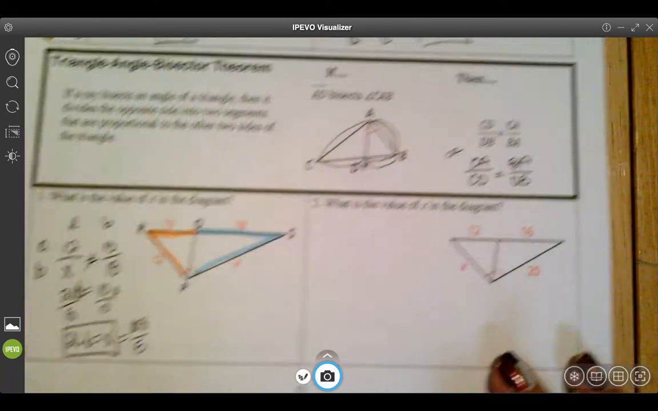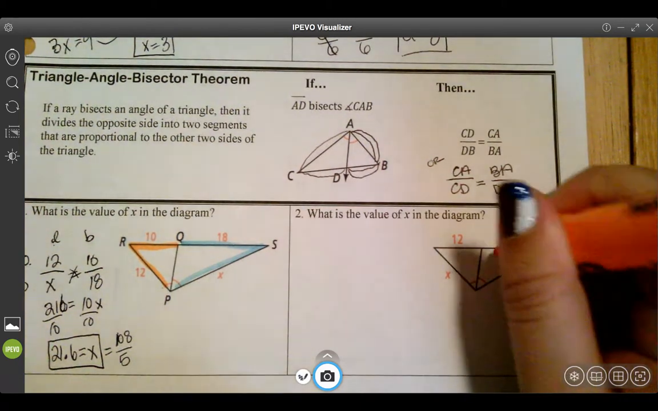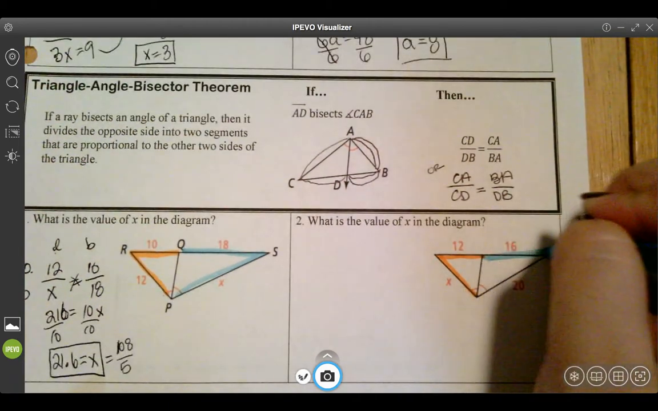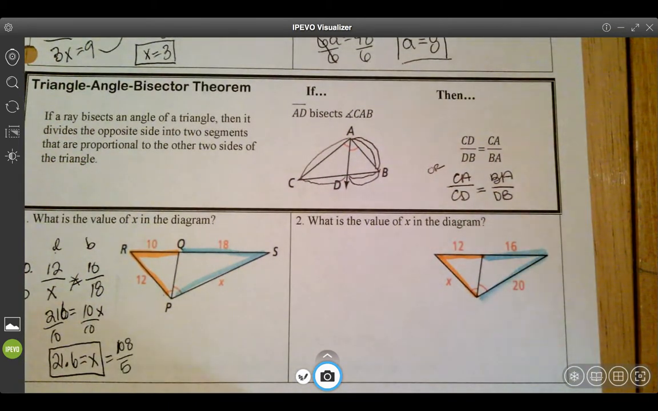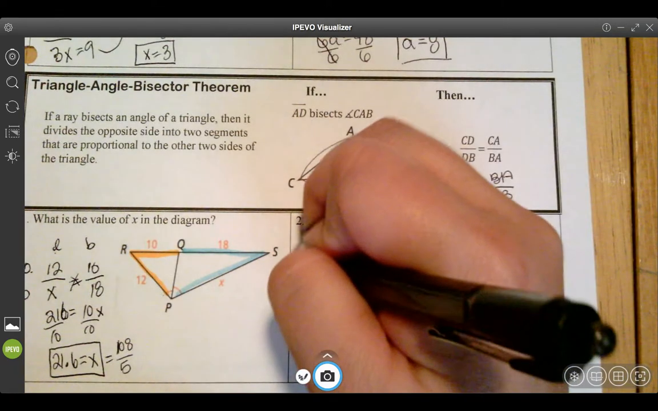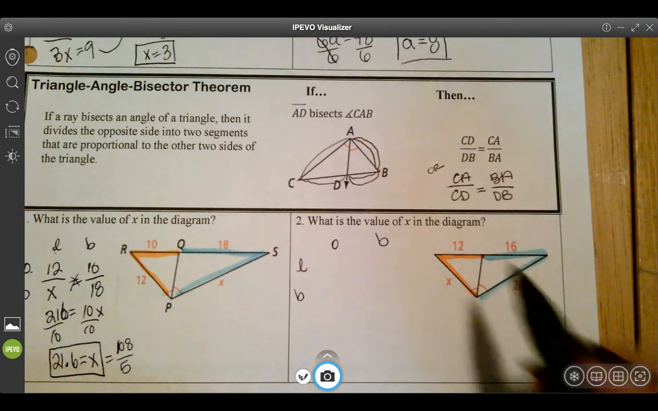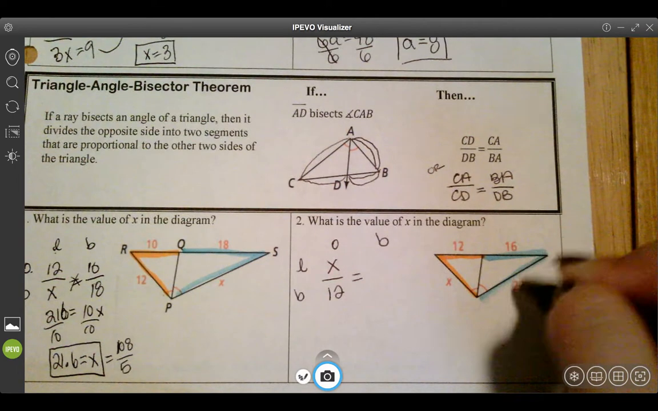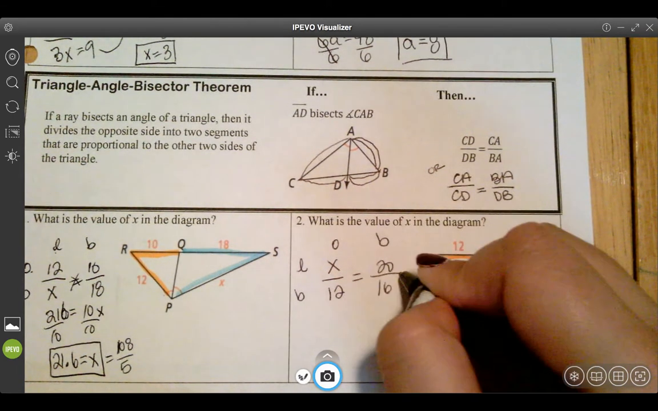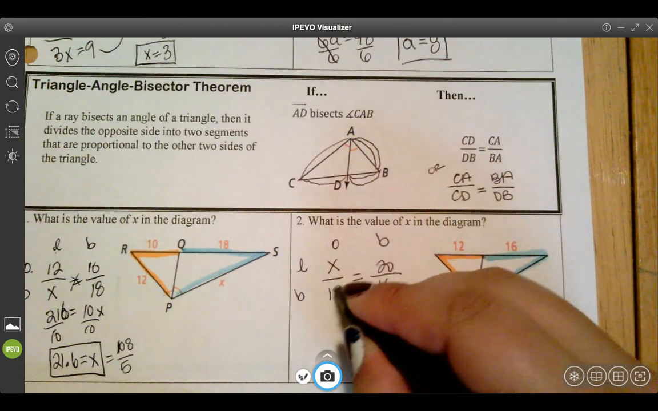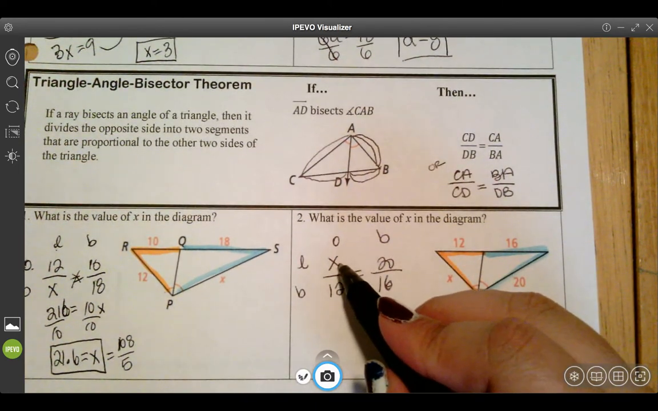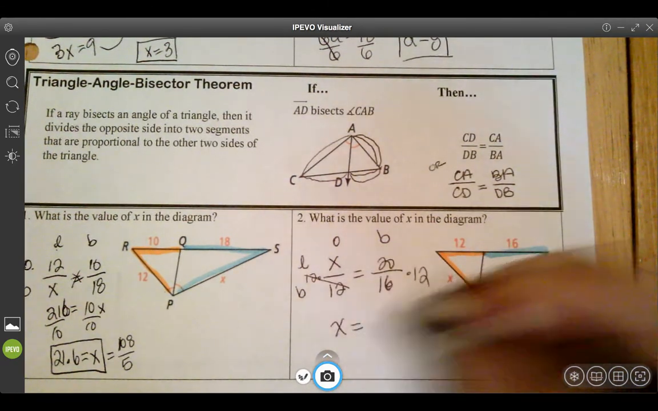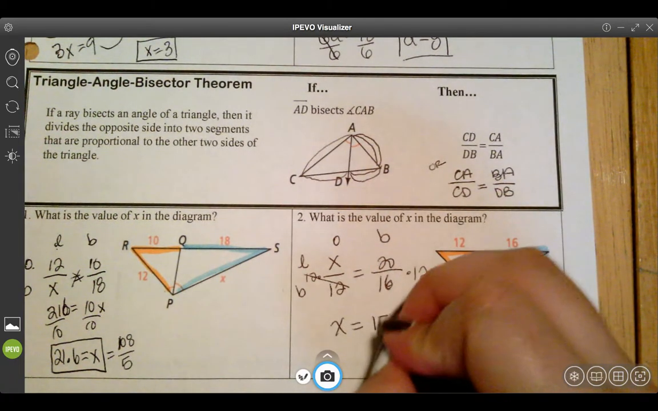Okay. For number 2, we'll do the same thing. We'll do orange and blue, leg and base. The orange leg is x, orange base is 12, blue leg is 20, blue base is 16. I don't have to cross multiply this time because there's only one x and it's already in the numerator. I can just multiply both sides by 12 to get that x equals 15.